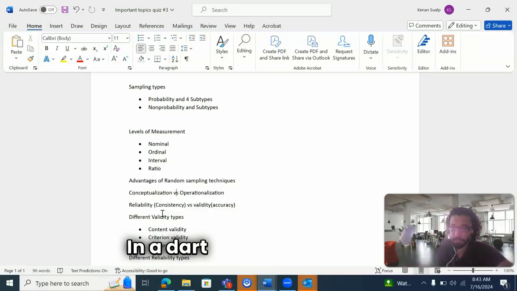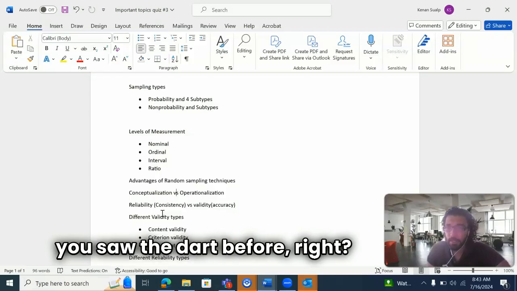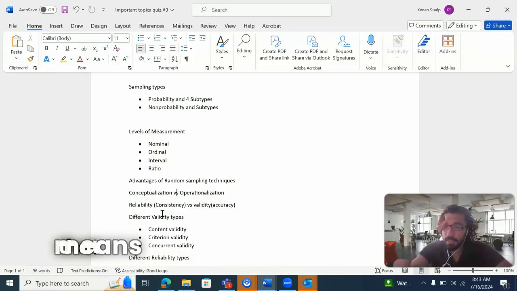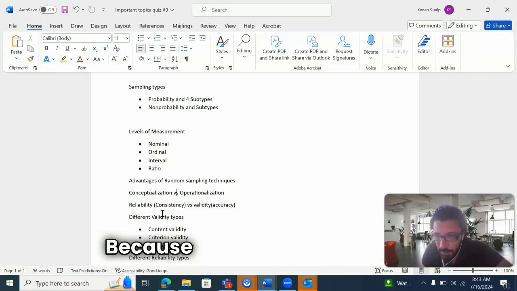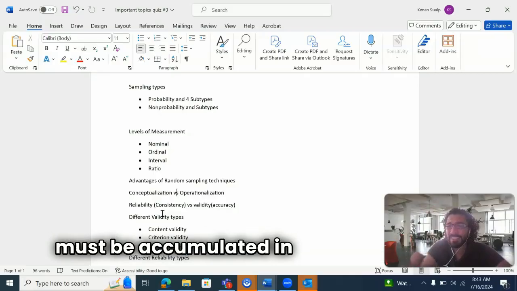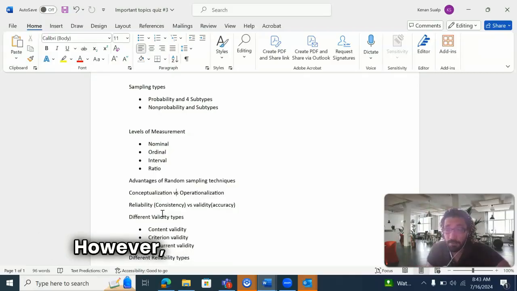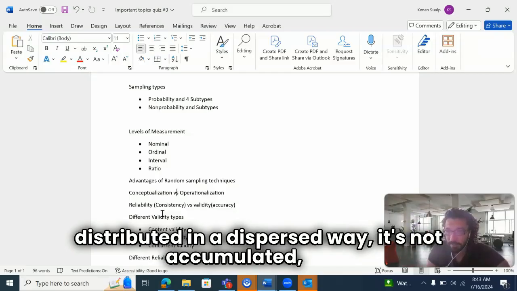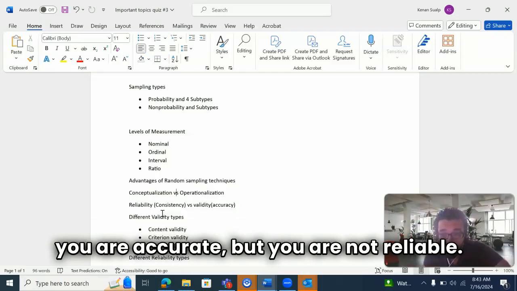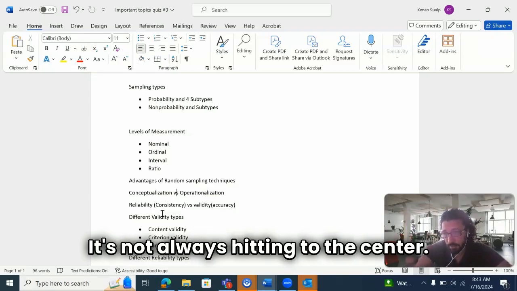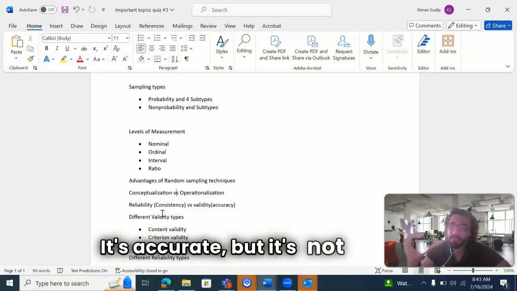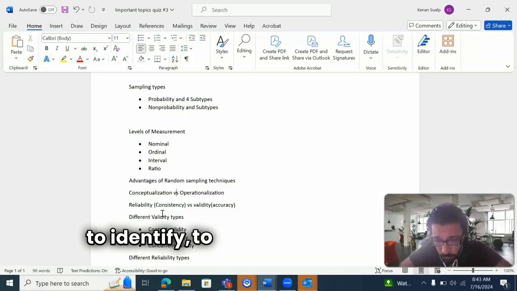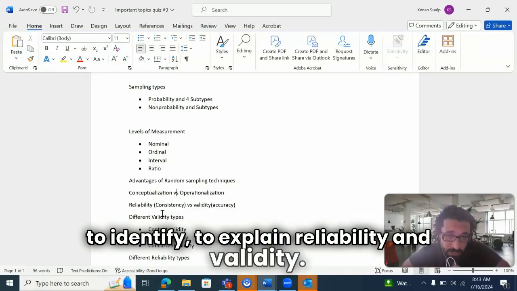In a dart, you saw the dart before, right? In the dart, if all of your arrows accumulated in the corner, that means you are reliable but not valid, because in order to be valid, it must be accumulated in the center, right? However, if it's close to center but it is distributed in a dispersed way, it's not accumulated, then you are accurate but you are not reliable. It's not always hitting the center. It's like around it, it's accurate but it's not reliable. That's usually the example that's being used to explain reliability and validity.